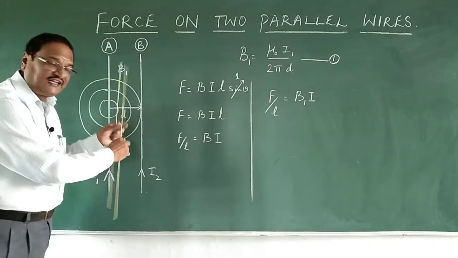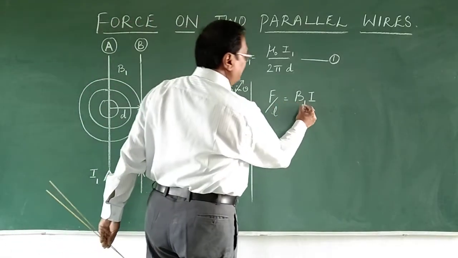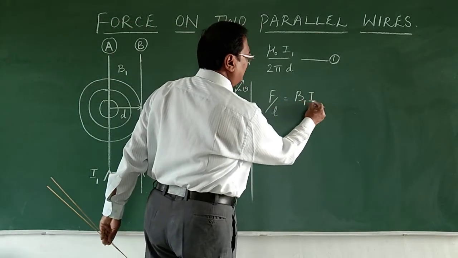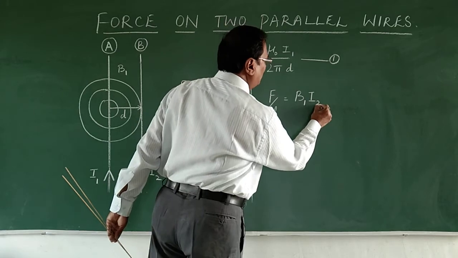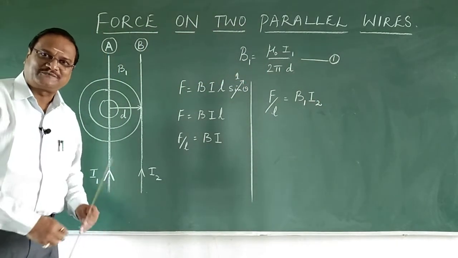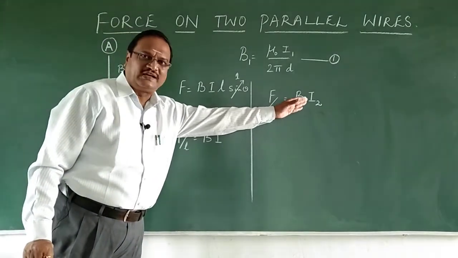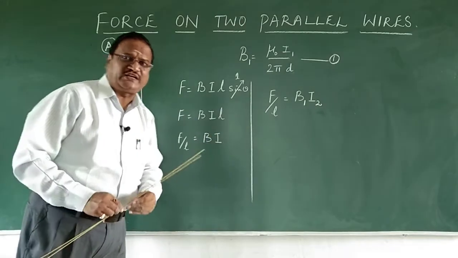Because of that, there will be a force on that, and that is because the magnetic field due to the first wire is having an impact on the second wire and current in the second wire. Do you understand this point? Force upon L is B1 I2.